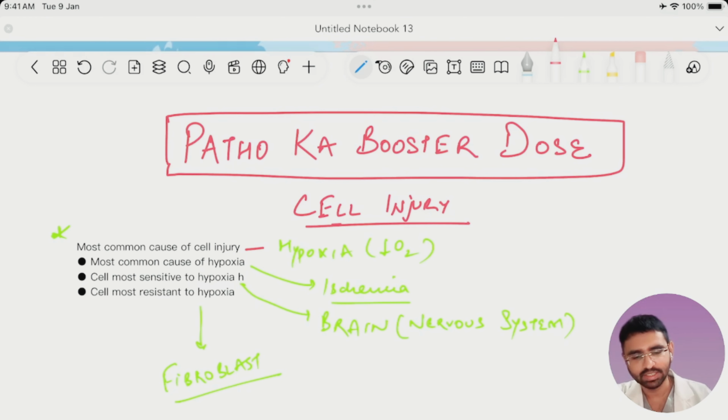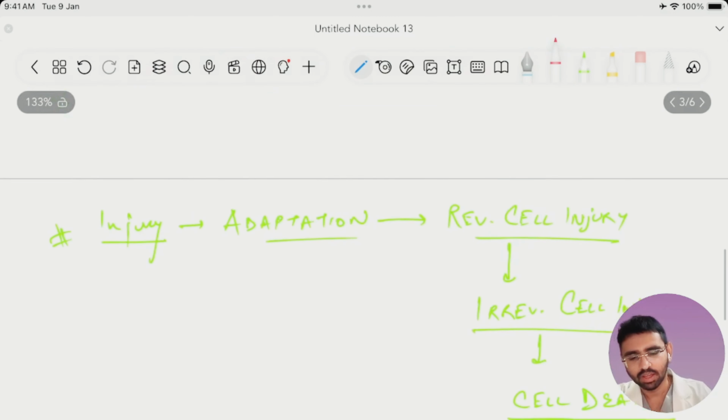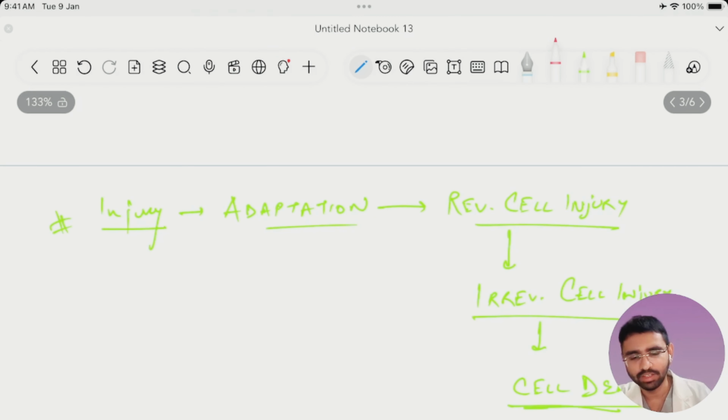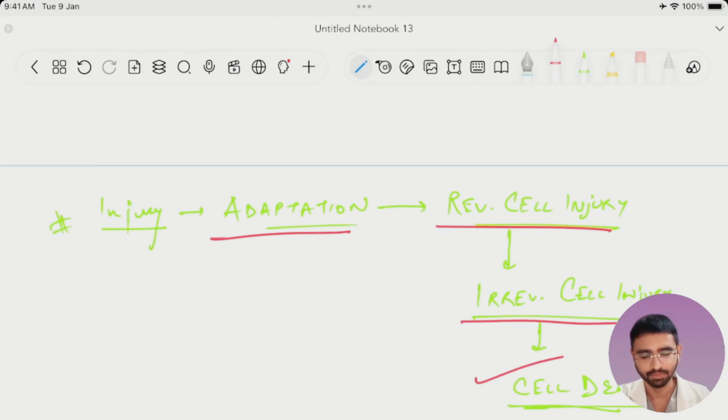So the most common cause of cell injury is hypoxia. Next question: the most common cause of hypoxia is ischemia, the cell most sensitive to hypoxia is the brain, and the cell most resistant to hypoxia is the fibroblast. Now whenever there is an injury, it will lead to adaptation of the cell, then it will further cause reversible cell injury, then irreversible cell injury, and then finally cell death.